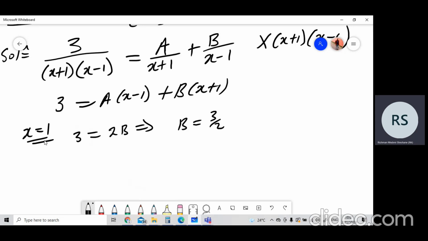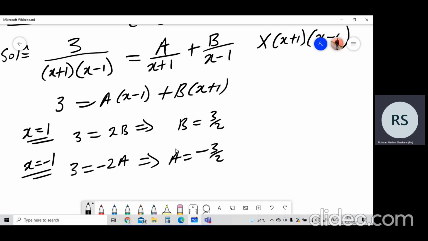So let's see. When x equal to minus 1, I will have in this expression 3 equal to, if now it's minus 1, this would be minus 2. It's minus 2a in my first term. And here, if x is minus 1, I'm going to have minus 1 plus 1, which is 0. So this term with b is 0. So I will be able to solve for a here. So a will be minus 3 over 2.